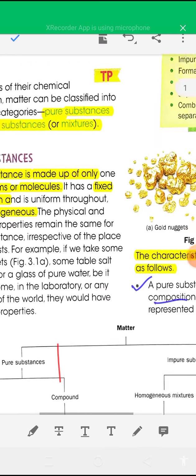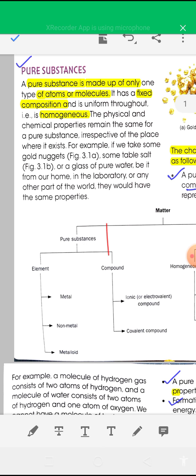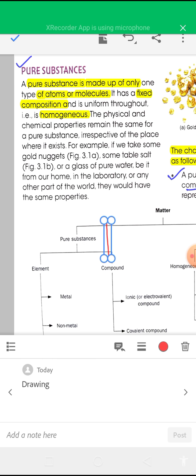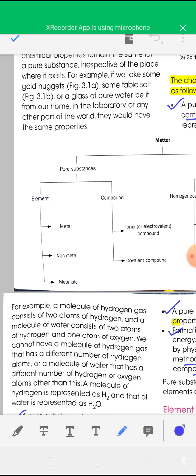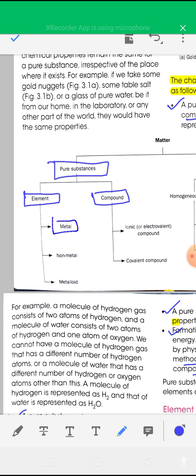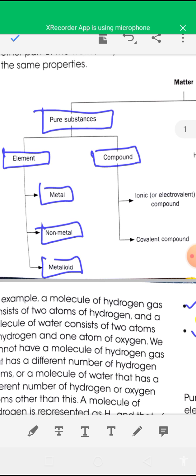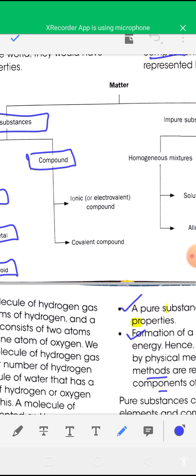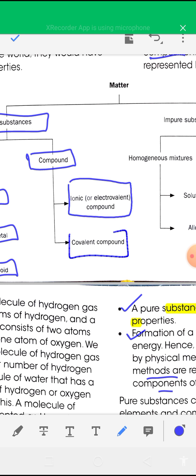And now see, pure substances can be classified into elements and compounds. Elements are metals, non-metals and metalloids. So elements are of three types: metals, non-metals and metalloids. And compounds are of two types: ionic compounds or electrovalent compounds, and covalent compounds.